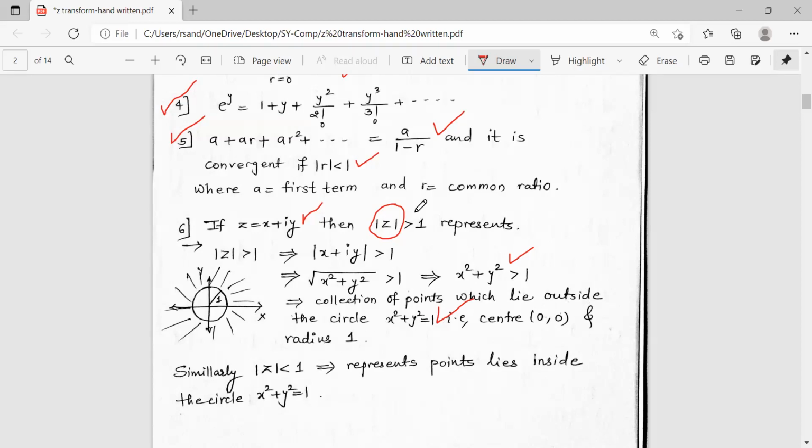So when you say that modulus of z equal to 1, that means it is a unit circle, a circle having the radius 1. When modulus of z is greater than 1, it implies the points outside the unit circle. And similarly, modulus of z less than 1 represents the points inside the circle. Mod z equal to 1, that is x square plus y square equal to 1. So just to know the meaning of modulus, okay?